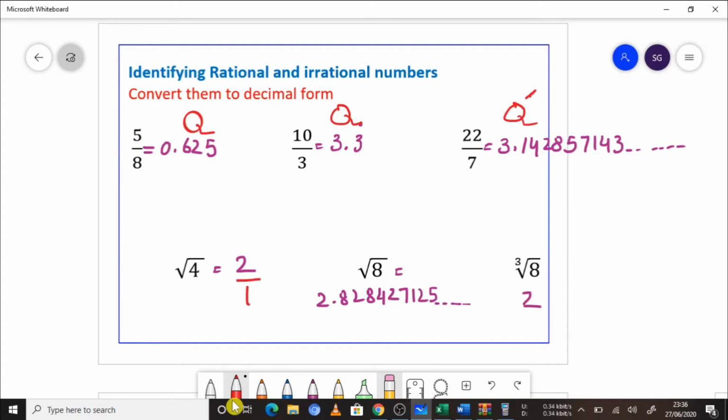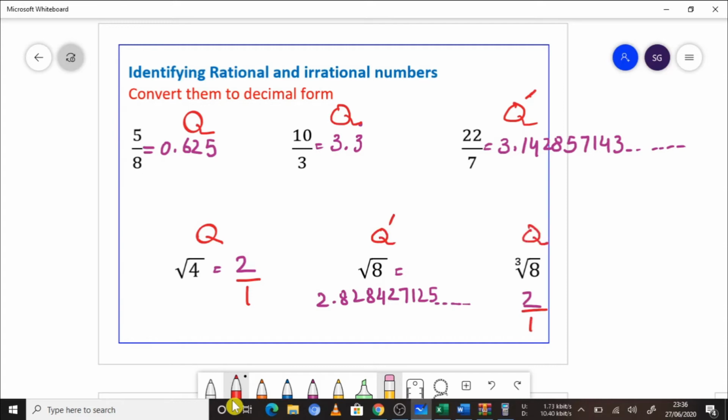Square root of 2 is an irrational number. 2 is 2 over 1, and so it is a rational number. Square root of 8 is 2.82847125, it doesn't end, so it's an irrational number. Cube root of 8 is simply 2. 2 is written as 2 over 1, and hence this is a rational number as well.